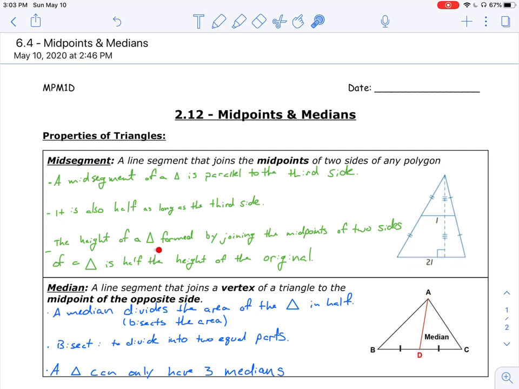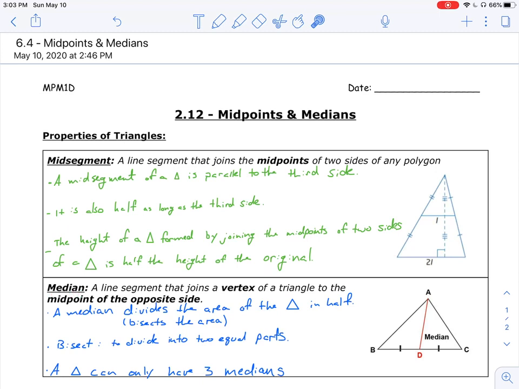The height of a triangle formed by joining the midpoints of two sides, this right here, the height of the triangle formed by joining the midpoints of two sides of a triangle is half the height of the original. Half the height of the original. And it's basically the same kind of thing we just said in that second point.